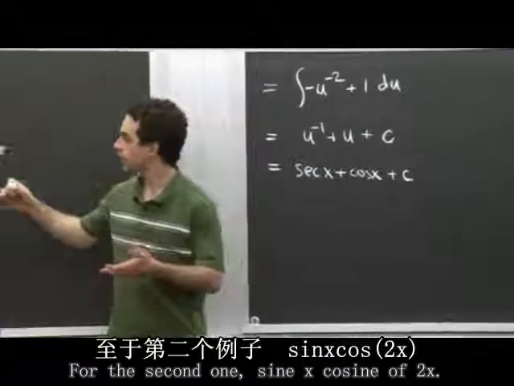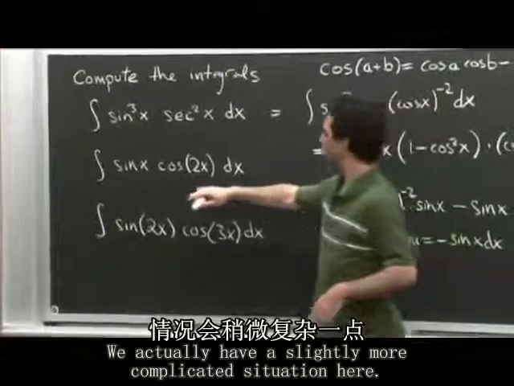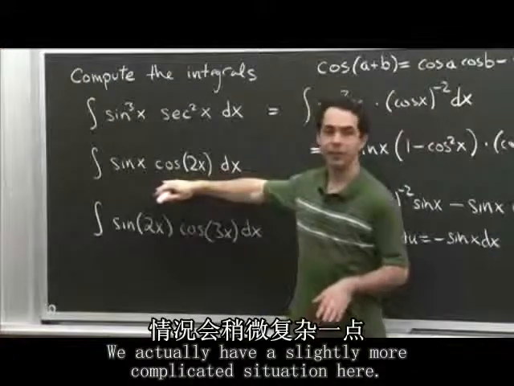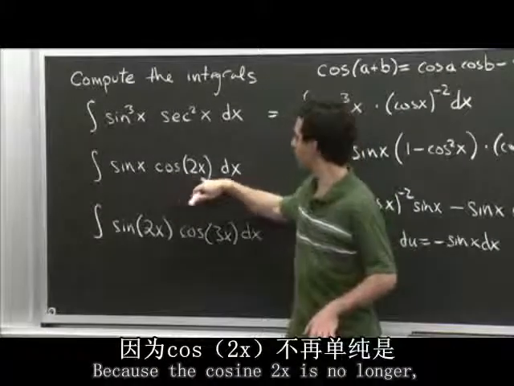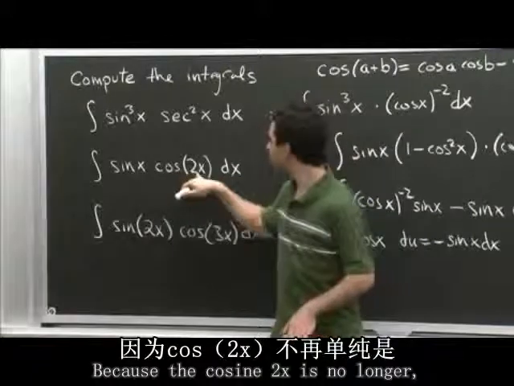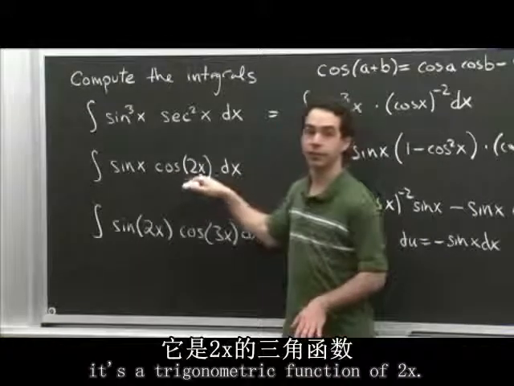For the second one, sine x cosine of 2x, we actually have a slightly more complicated situation here, because the cosine 2x is not just a trigonometric function of x alone, it's a trigonometric function of 2x.